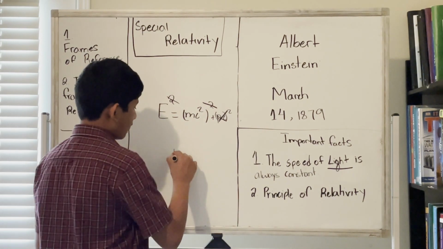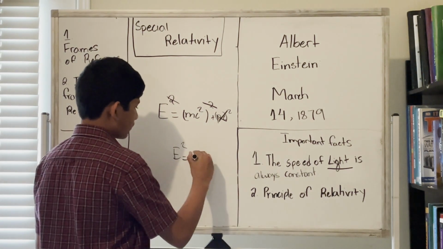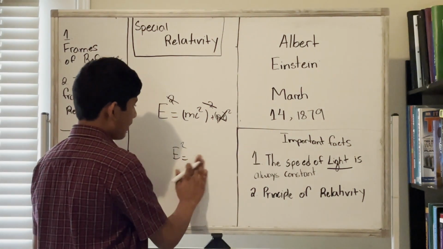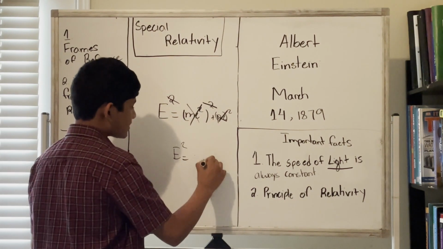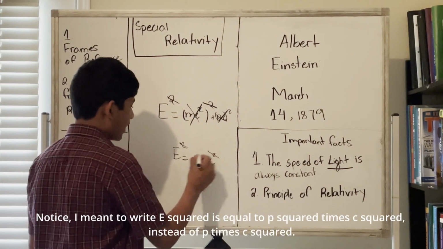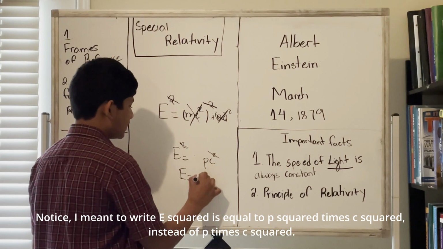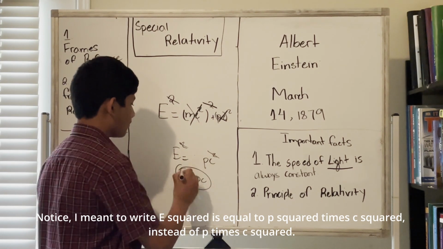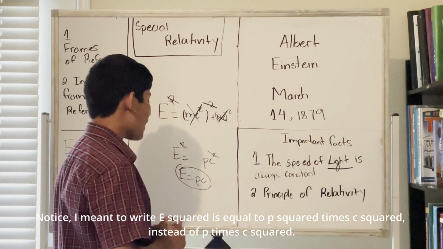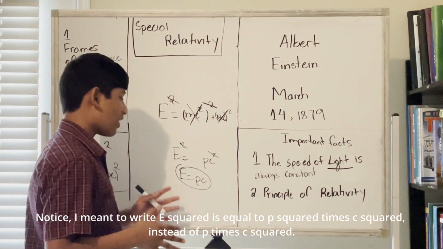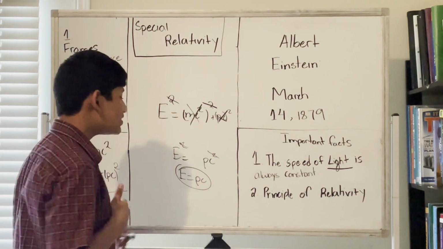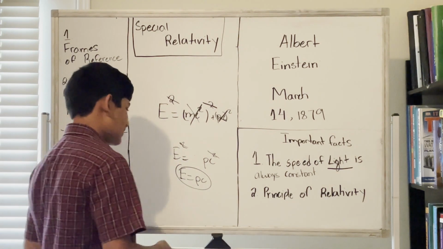What about when the mass is 0? When the mass is 0, this term cancels out. So we just have pc squared. Canceling out, E is equal to pc. So E is equal to pc is when the mass is 0. So E, the energy, when the mass is 0, is totally dependent on the momentum and the speed of light.